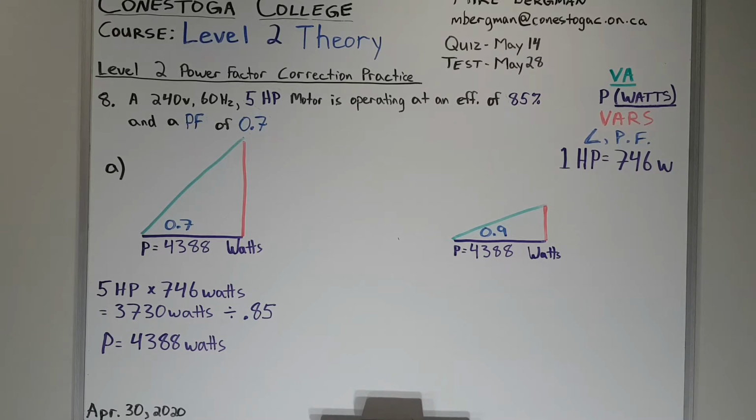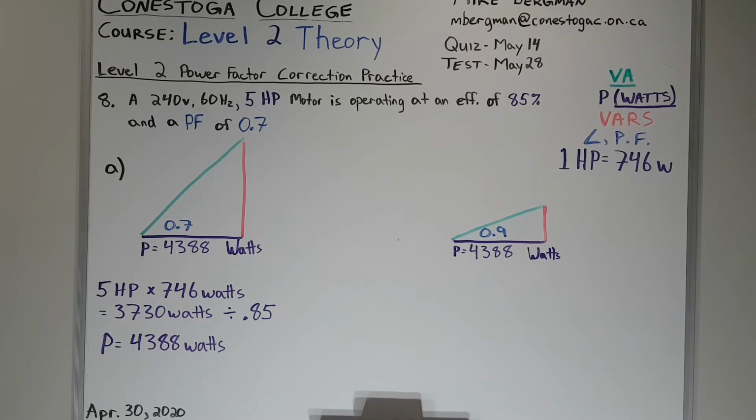Now, I'm going to take up one question from the handout, Level 2 Power Factor Correction Practice. That's what it was titled. It starts off with some short answer questions, and then it gets into the calculation questions. I'm going to take up probably the most complex question. We're going to do it a couple different ways. So it was question 8 in this handout.